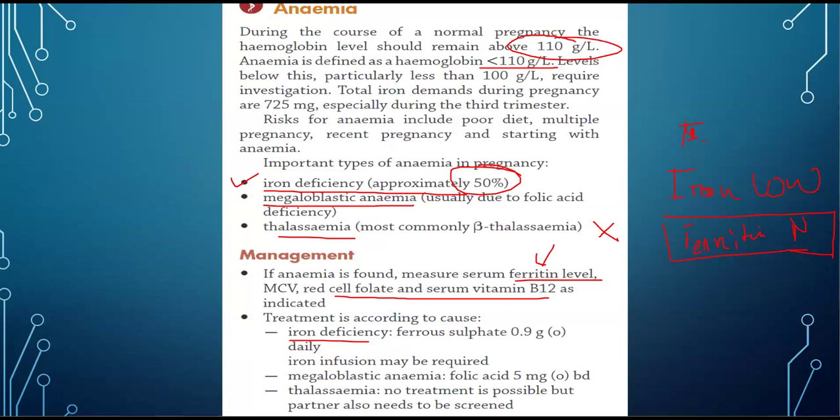And yes, Dr. Asfar, first you do the complete blood count and then you do iron studies. No, if it is normocytic, then we don't give iron. We only give iron if it is iron deficient. Okay? So usually normocytic anemia is not common in pregnancy.